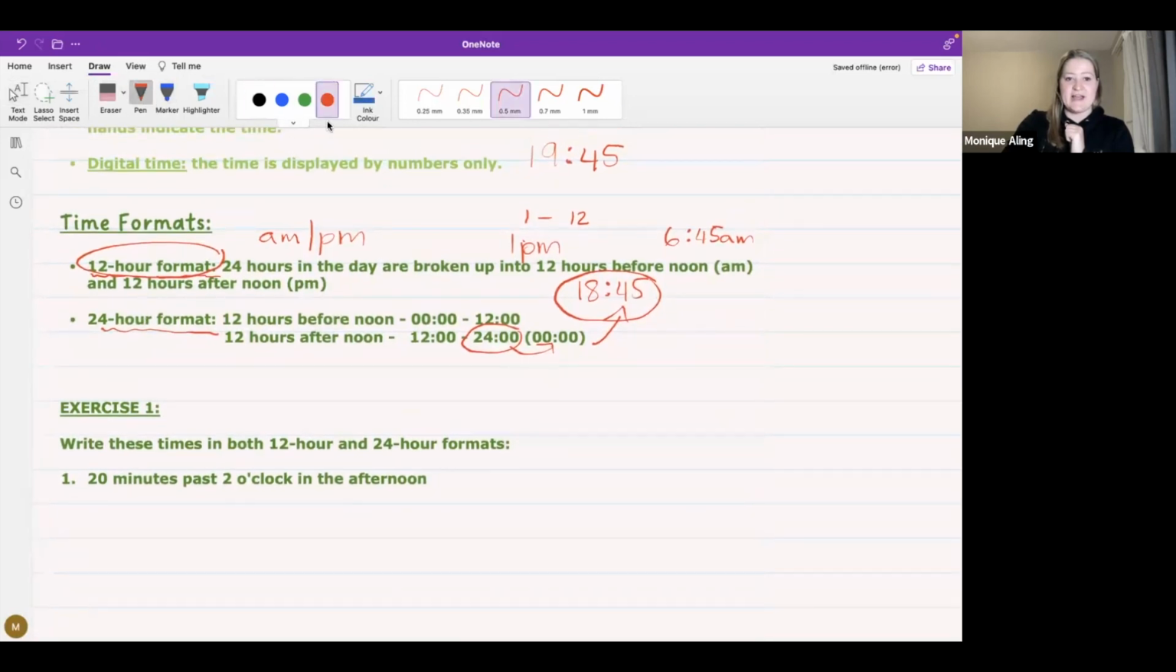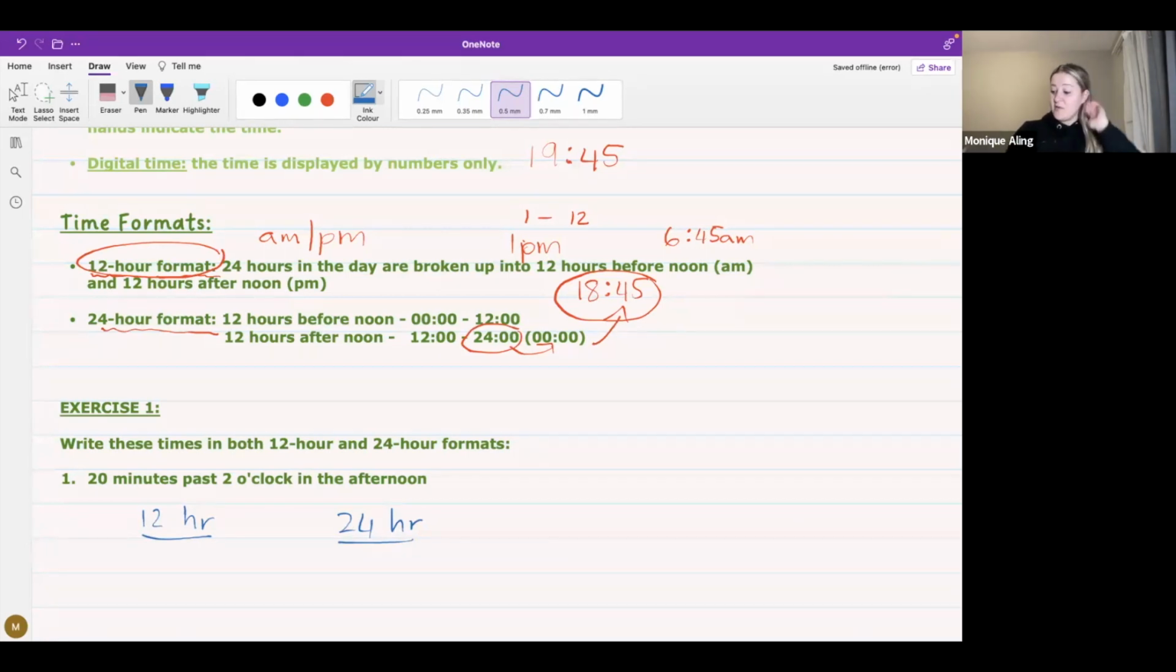Okay, so looking at the first question, it says write these times in both 12-hour and 24-hour formats. The first question says 20 minutes past 2 o'clock in the afternoon. We're going to do 12-hour on this side, 24-hour clock on this side.